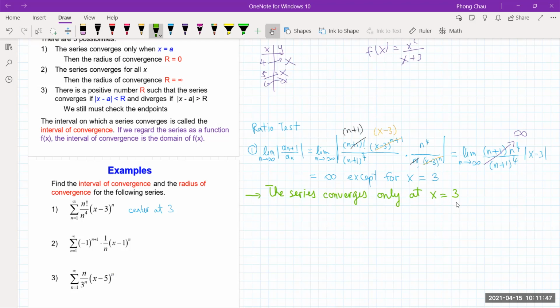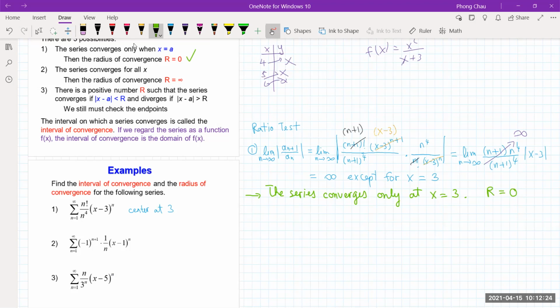So the interval of convergence is just a single point, right? And then for the radius of convergence, in this case, we say the radius of convergence is 0. That is actually our case 1. Radius of convergence 0. The series converges only at 3, which is the center of the power series, right?